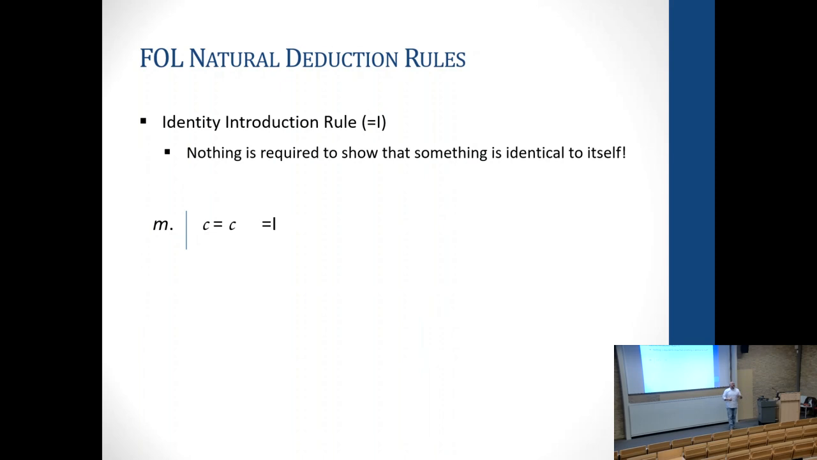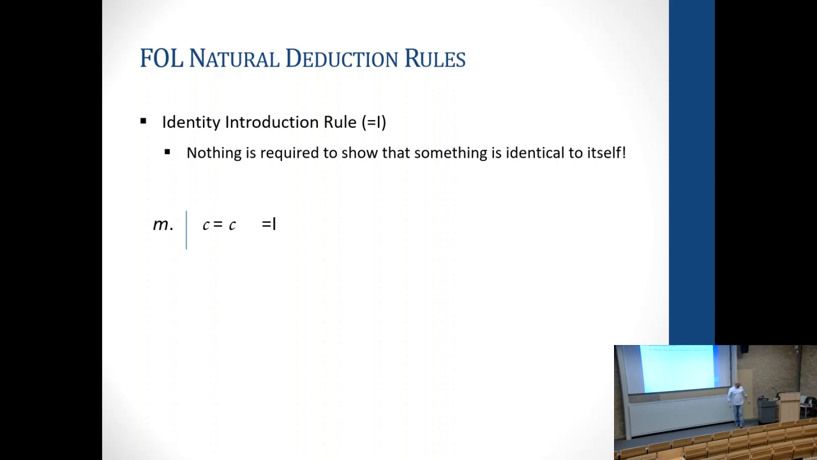So the thought behind it is because of the way we've set our system up, every name must name something, and every name has to name the same thing as itself. So we get this effectively for free, but we want to have some way to make it clear that we're introducing this line, that it's not a further assumption. So this is why we have this rule. So identity introduction, you can introduce an identity statement with the same name on both sides.